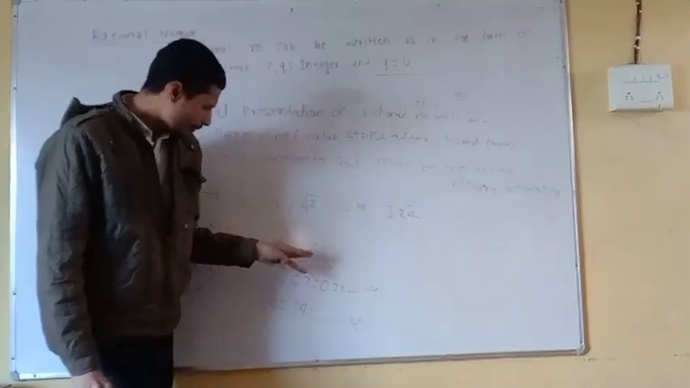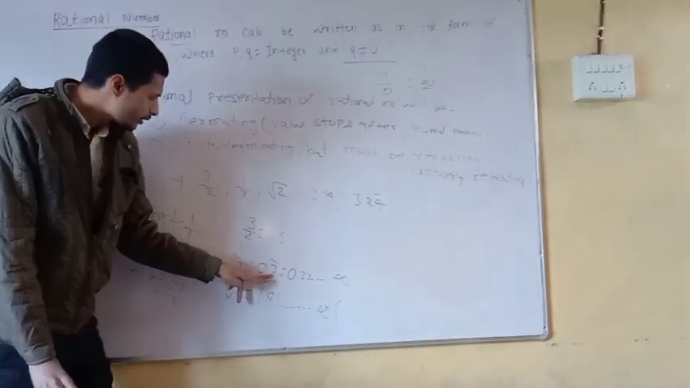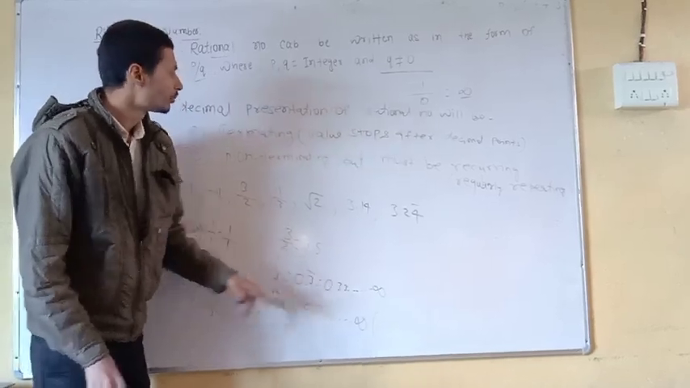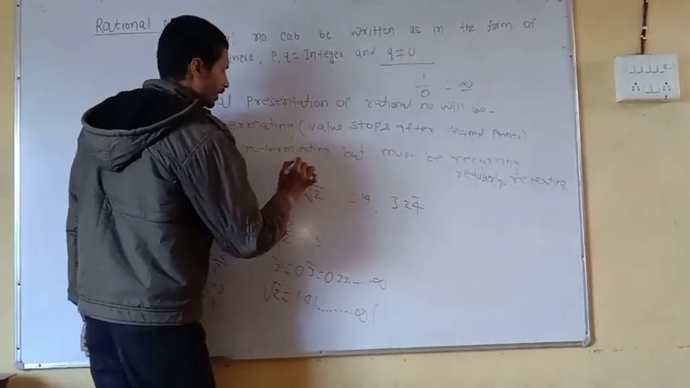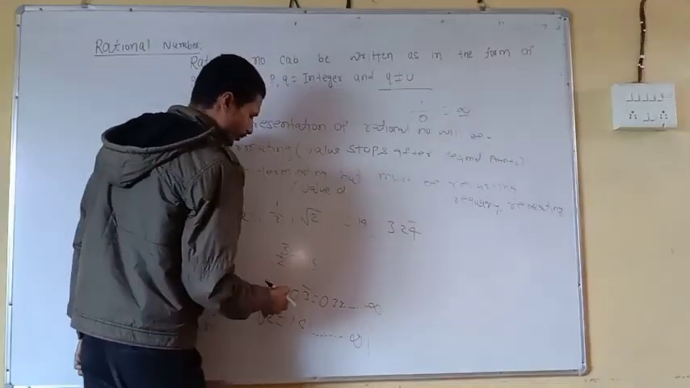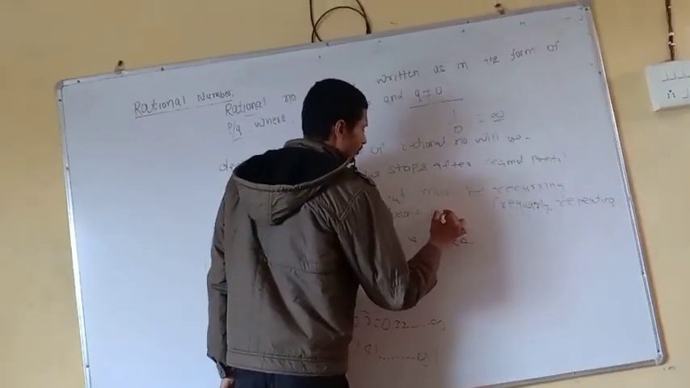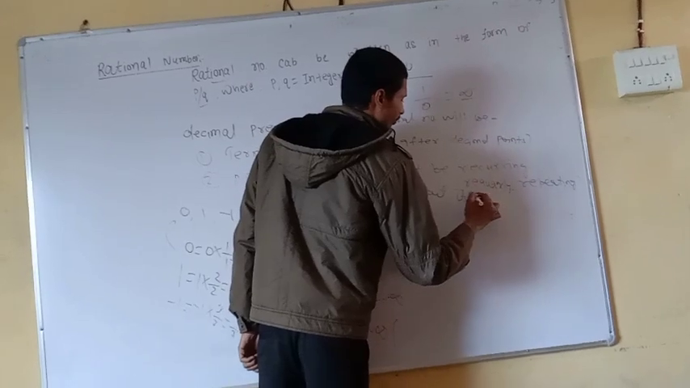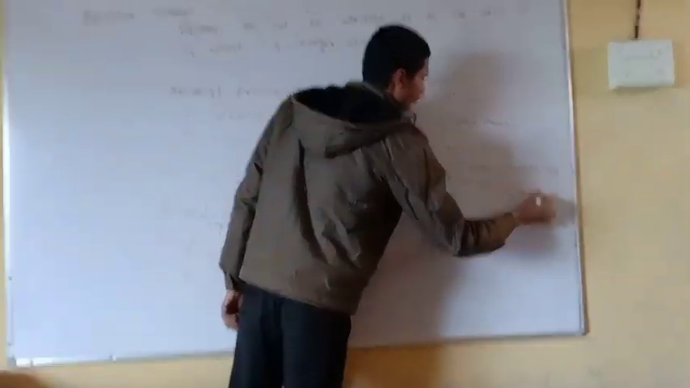Here, just look over here. This value just stops after one decimal point. Yes or no? Yes. But this value doesn't stop after the decimal point. It is repeating up to infinite times. The value doesn't stop over here, but it is repeating up to infinite times.